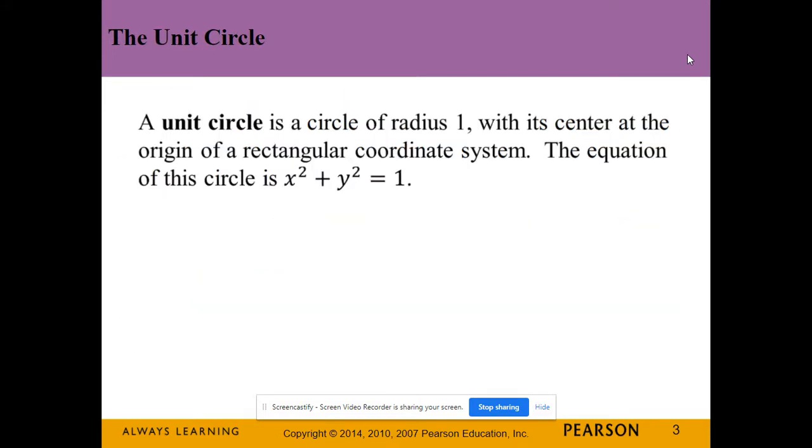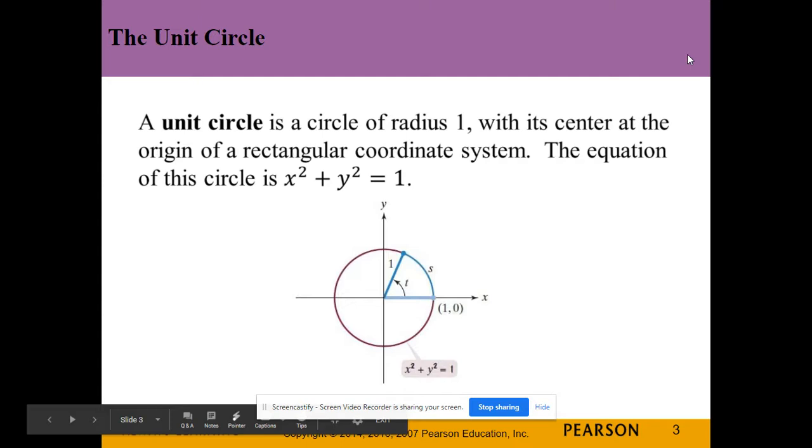First thing is a unit circle is a circle of radius 1 with the center at the origin. So coordinate plane, center of the circle is at the origin. The radius of this circle is 1 unit. The equation of the circle is x squared plus y squared equals 1. And that's what it would look like. So again, you've got the center of the circle at the origin, and the radius, which obviously means all the way around, is 1.